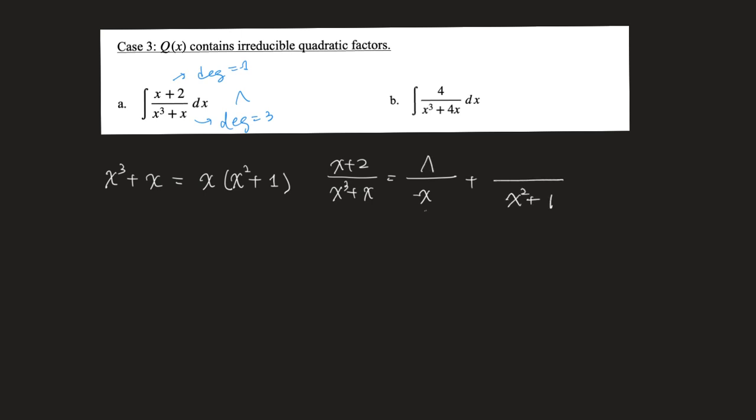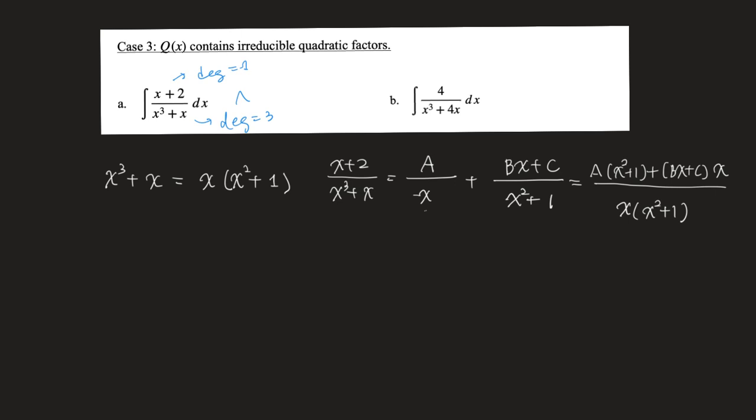Degree 1 here, so a constant. Degree 2 here, so a degree 1 polynomial, Bx plus C. That's what you're going to write here, guys. After this, we're going to find A and B and C. Here, this one is put together: x squared plus 1. Here is A times x squared plus 1 plus Bx plus C times x.